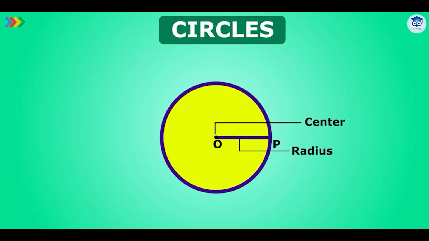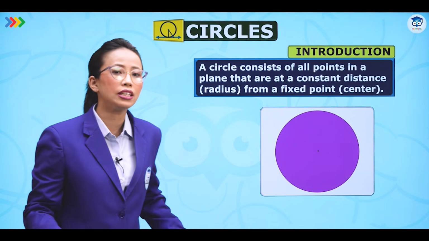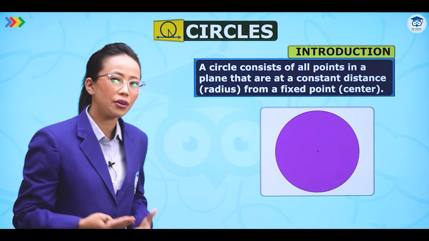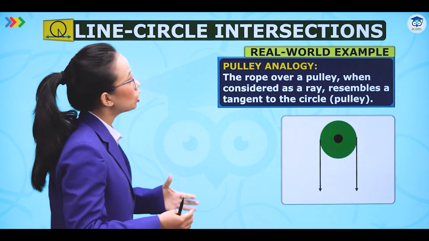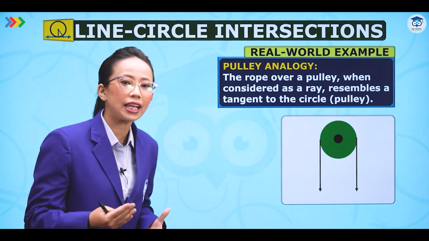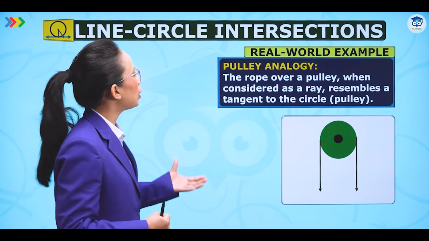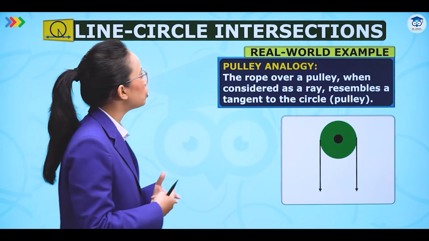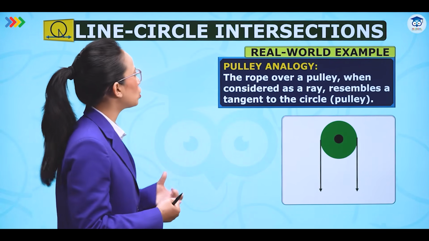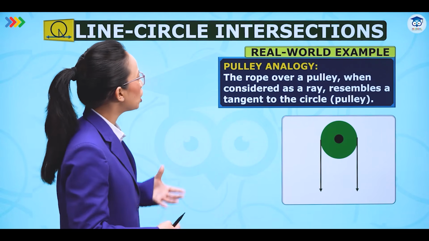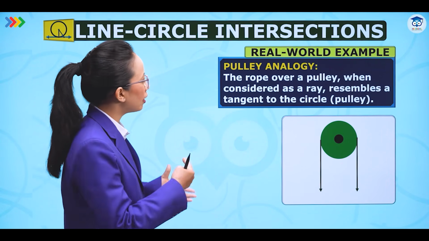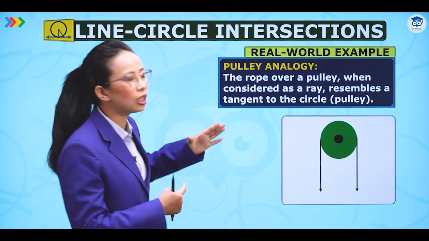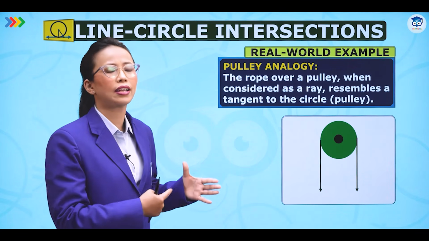Circles are of different sizes. The size will change when we change the length of the radius. Next, we have a real world example of a circle. We know about the pulley we use in wells and all. There also, the rope over a pulley, when considered as a ray, resembles a tangent to the circle. Now we are going to learn about this tangent and a few terms.